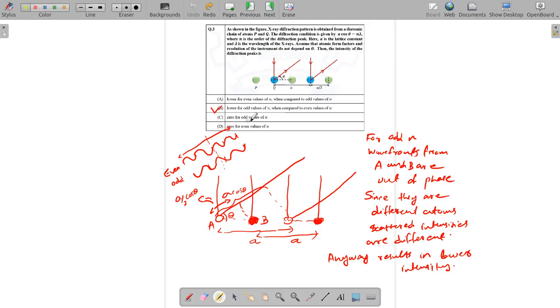So now if you look at the options, 0 for odd values was the case if all the atoms are the same. Since that is not the case here, you cannot say that. So it is lower for odd values of n when compared to even values of n. When n is even, you have constructive interference and maximum intensities. But when n is odd, you have lower intensity.